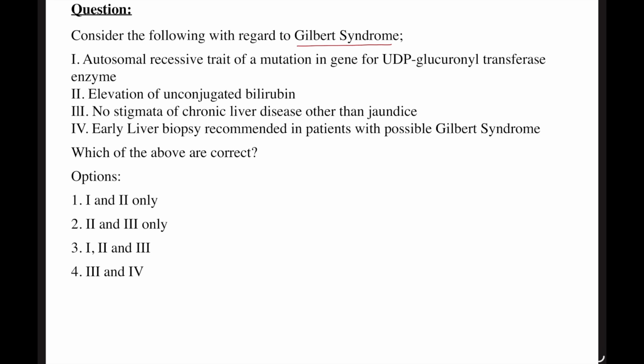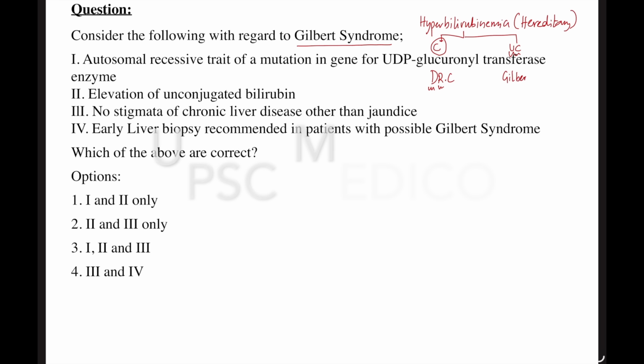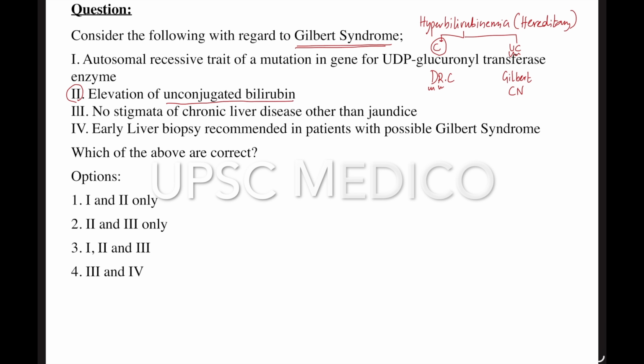Gilbert syndrome, Crigler-Najjar syndrome, Dubin-Johnson syndrome, Rotor syndrome, they are all hyperbilirubinemias which are hereditary. These hereditary hyperbilirubinemias can be classified into conjugated and unconjugated. Conjugated, I remember as Dr. C, that is Dubin-Johnson and Rotor. The remaining two, that is Gilbert and Crigler-Najjar, are unconjugated. So when I talk about Gilbert syndrome, look at option 2, elevation of unconjugated bilirubin. So this is correct. Option 2 is correct for me.